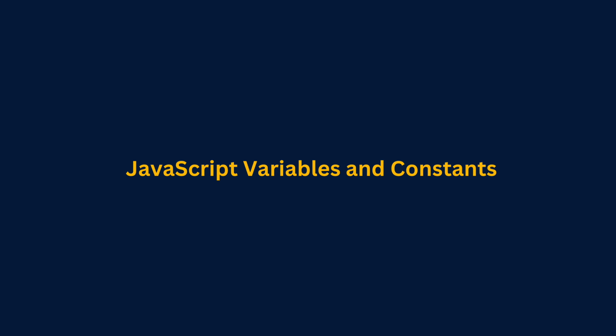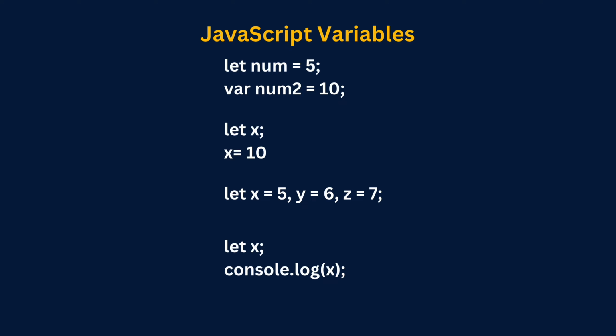Now come to variables and constants in JavaScript. The first thing, you see how variables are declared. let num equal to 5, num equal to 10, let x is equal to 10. There are different ways of variable declaration. Let x equal to 5, y equal to 6, z, then console.